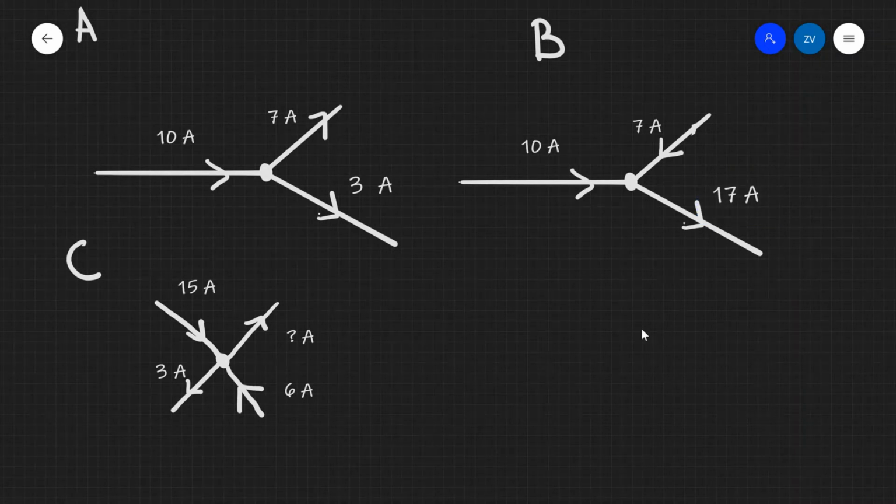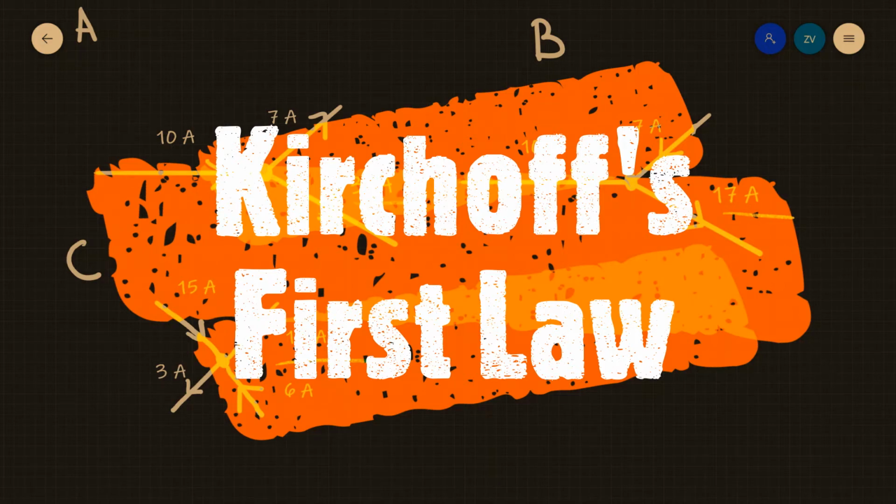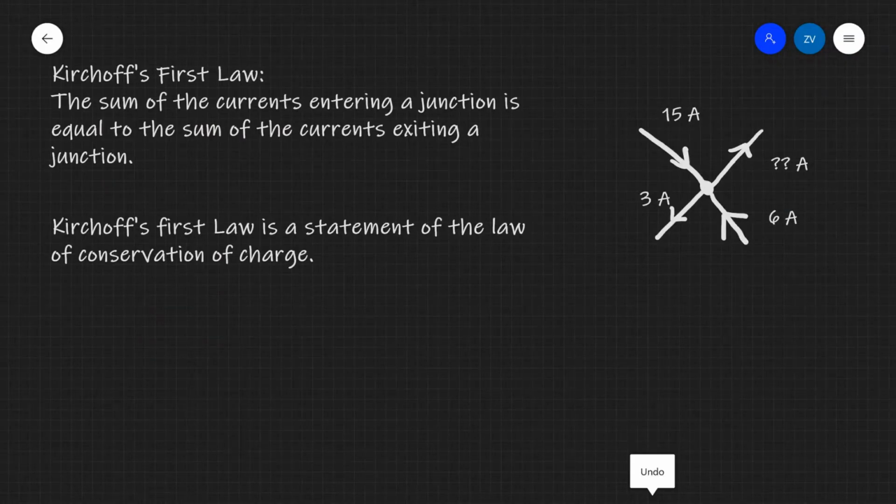And the final question, which is a little bit trickier, I'm going to go through it in a minute, but let me just give you the answer first of all, see if you guys have gotten this right. The final answer is 18 amps. Now, what was the rule which I used to essentially determine those numbers? Let's have a look at Kirchhoff's first law. So Kirchhoff's first law says that the sum of the currents entering a junction is equal to the sum of the currents exiting a junction. And this law is a statement of a very fundamental principle, which is the conservation of charge.